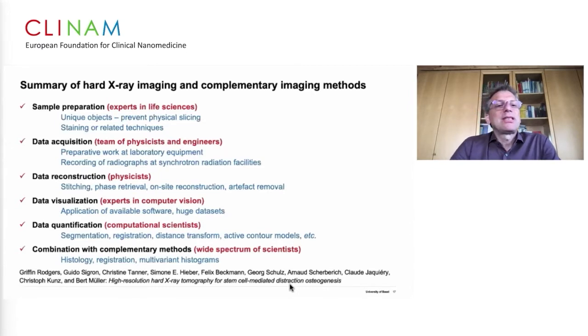Let me give a kind of summary highlighting that this is really an interdisciplinary endeavor. So that means we have to collaborate. For sample preparation, we do need surgeons and experts in life sciences to prepare the unique objects, and we want to avoid the physical slicing, and therefore we are looking for X-ray imaging in 3D. Staining or related techniques are usually very helpful and also have to be performed by the life science specialists. The data acquisition is usually done by a team that is very often headed by physicists, in some cases by engineers.